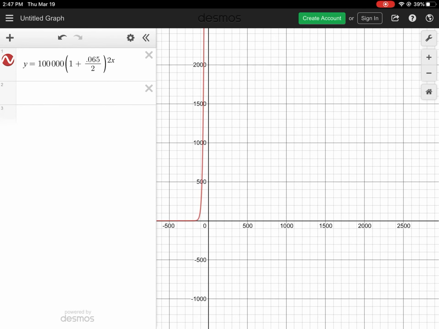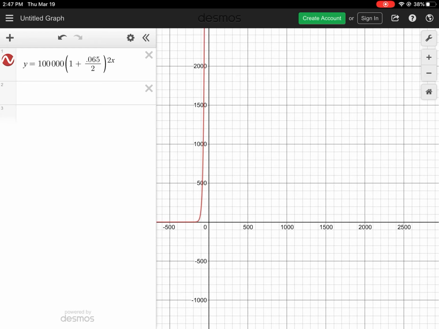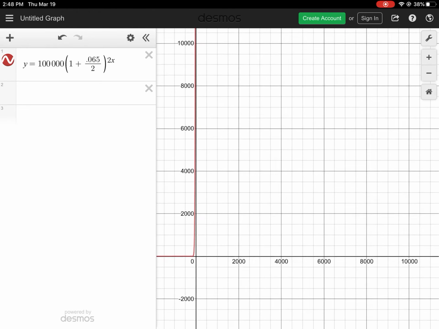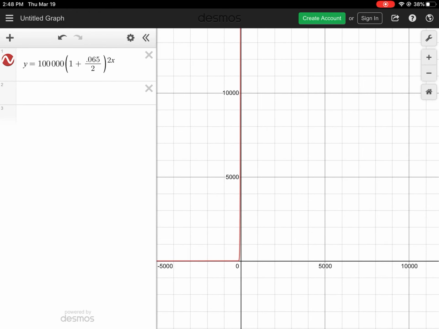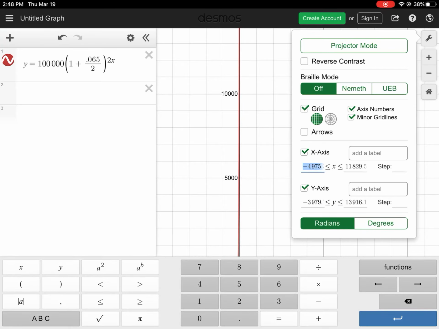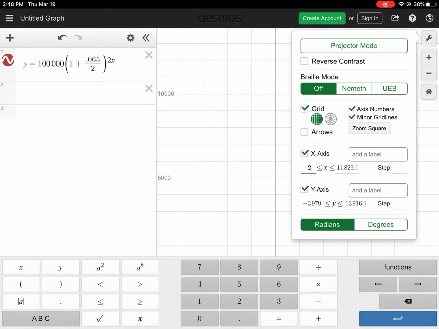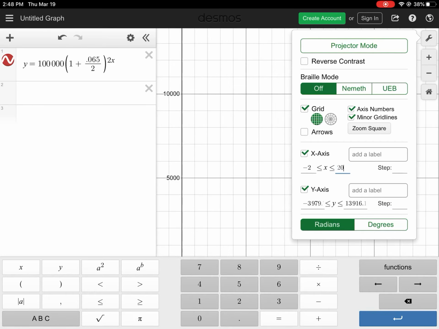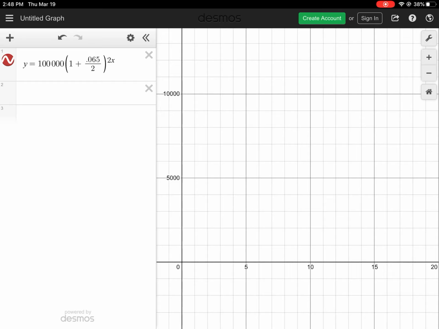Here we go. Now, this may not be real helpful because I've zoomed out so far. Here we go. Now we're at 100,000. With exponential functions, they really take on this L-shaped look. But sometimes it's more helpful to change our axis. So I'm going to go into this little symbol. I'm going to leave my y-axis, but my x-axis, I'm just going to go from -2 so we can see the left side of the graph. I don't know, let's go about 20 years in and see what that looks like.